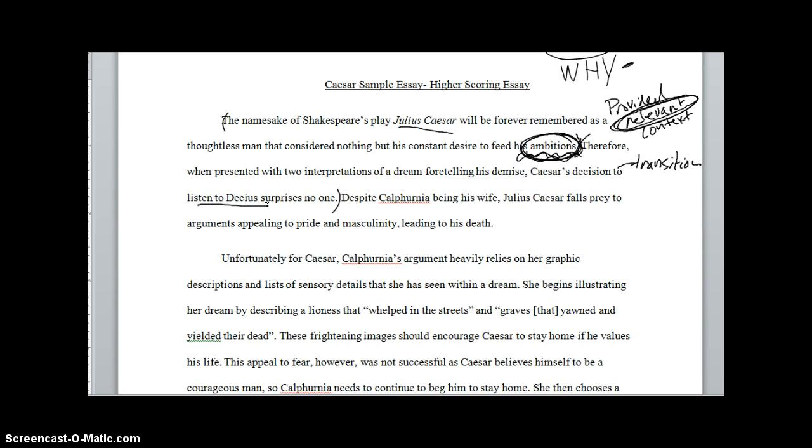So then the thesis: despite Calpurnia being his wife, Julius Caesar falls prey to arguments appealing to pride and masculinity, leading to his death. So in this thesis, I've noted this student is actually identifying why he chose Decius's argument, because Decius appeals to pride and masculinity. Decius knows his audience. Decius knows that this ambitious turd, as mentioned up here, probably is going to listen to appeals to pride and questioning his masculinity.